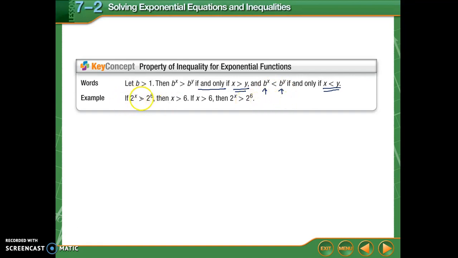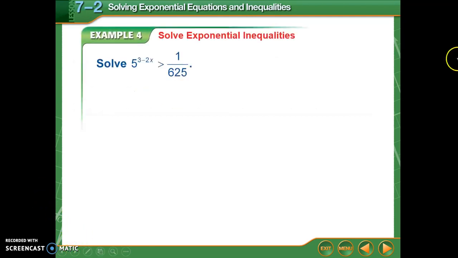So if 2 to the x is greater than 2 to the 6th, then obviously this exponent, x, has to be larger than the exponent of 6. Otherwise, 2 to the x wouldn't be bigger. So let's try an example and see how that works out practically. So here I have 5 to the 3 minus 2x. Again, remember this whole thing is the exponent, okay? Is greater than 1 over 625.